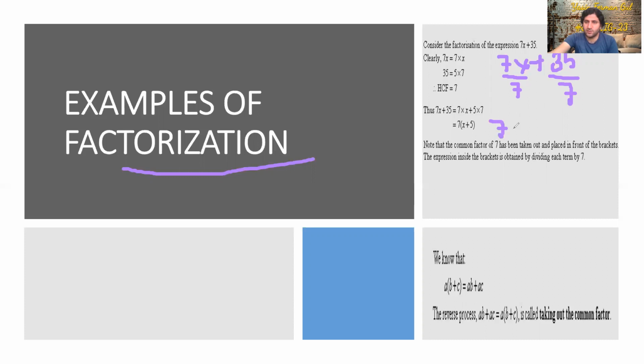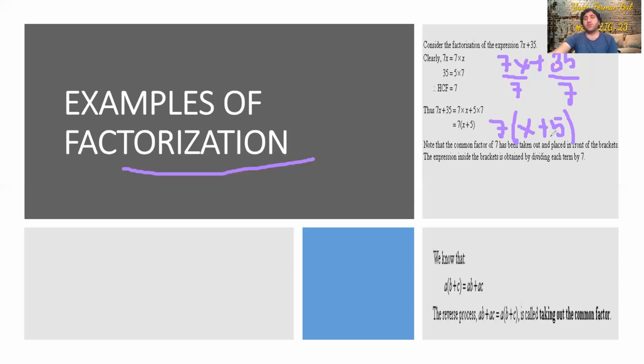7 is my common factor. 7x divided by 7 will be x. 35 divided by 7 will be positive 5. So I'm going to write it like this. Okay, so it is 7x plus 35. When we factorize it by a common factor, then my answer will be 7, which is also the highest common factor for both these numbers, and in the bracket x plus 5.